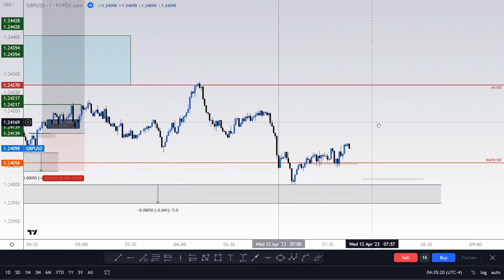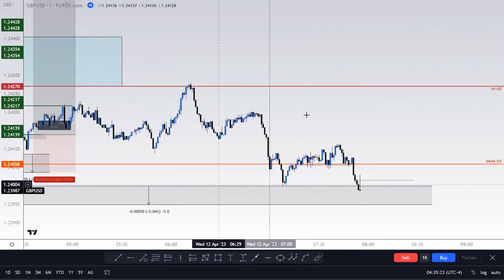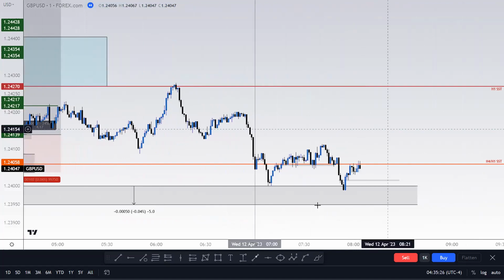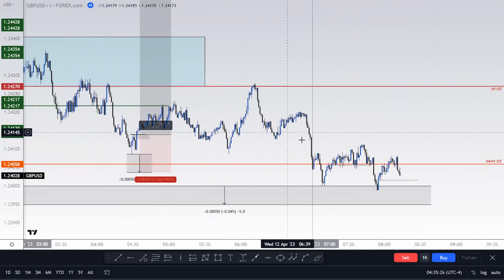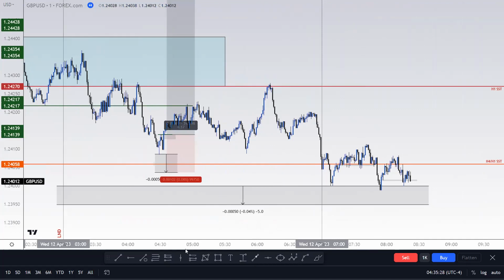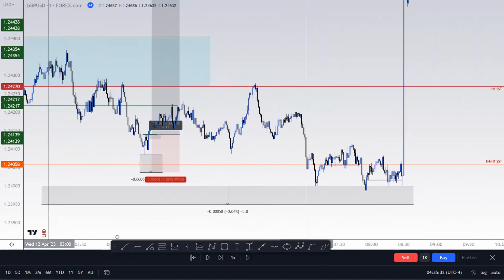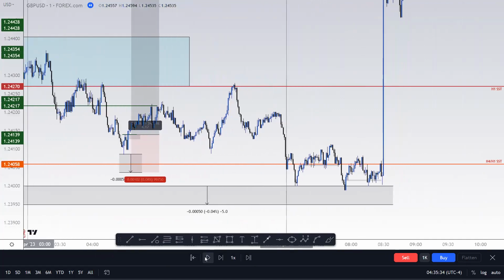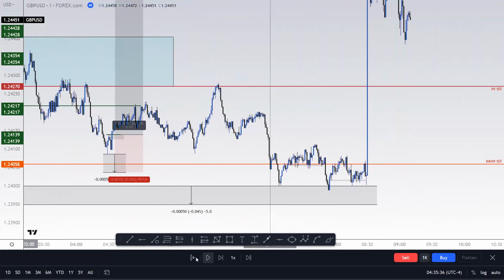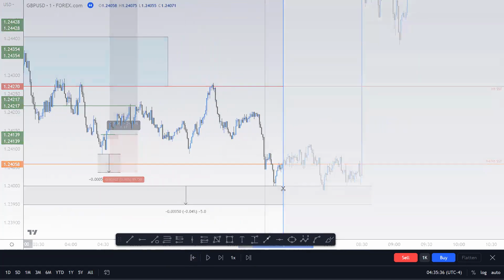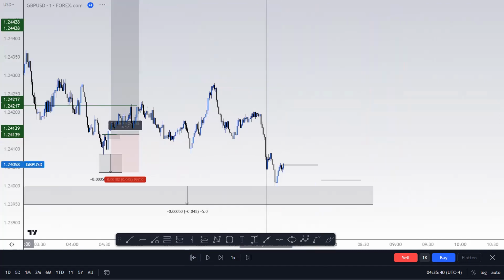And essentially what happened was just before the CPI news release, right? Oops, I don't know what's going on here. My laptop is glitching. Just a second. Let's go back. There we go.